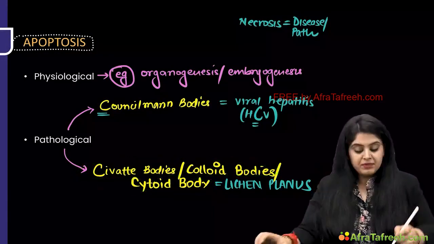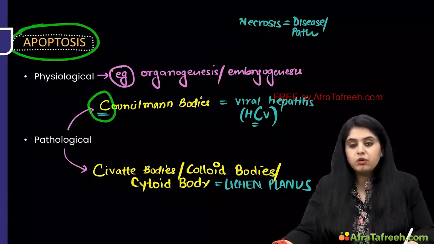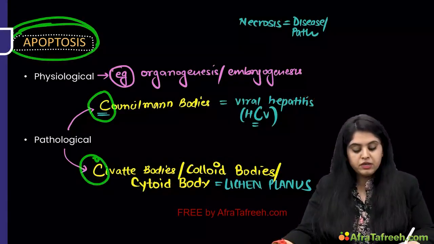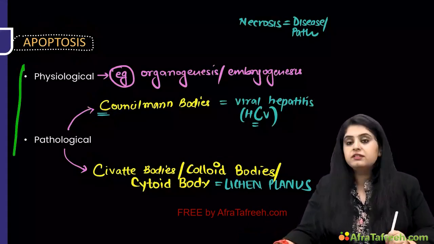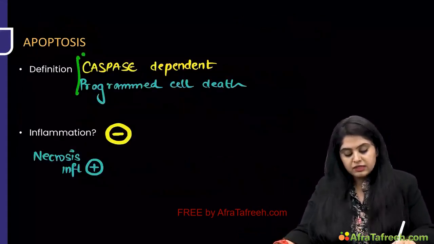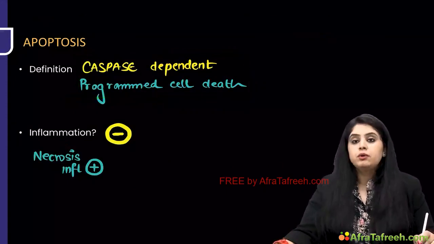So look, once again, if someone asks you what is Councilman body, it is apoptosis. What is civet body? It is apoptosis. It is a pathological apoptosis. I hope everyone has understood this. And coming back, this was nothing but a caspase dependent programmed cell death.